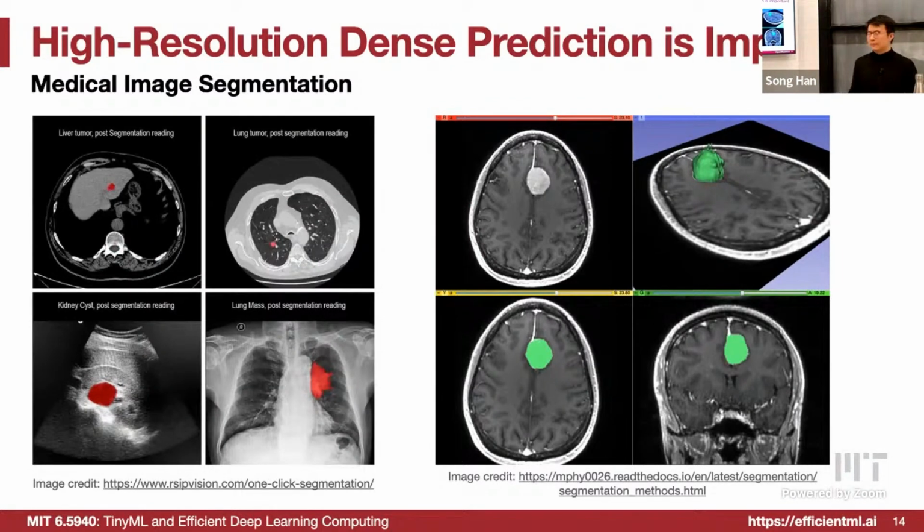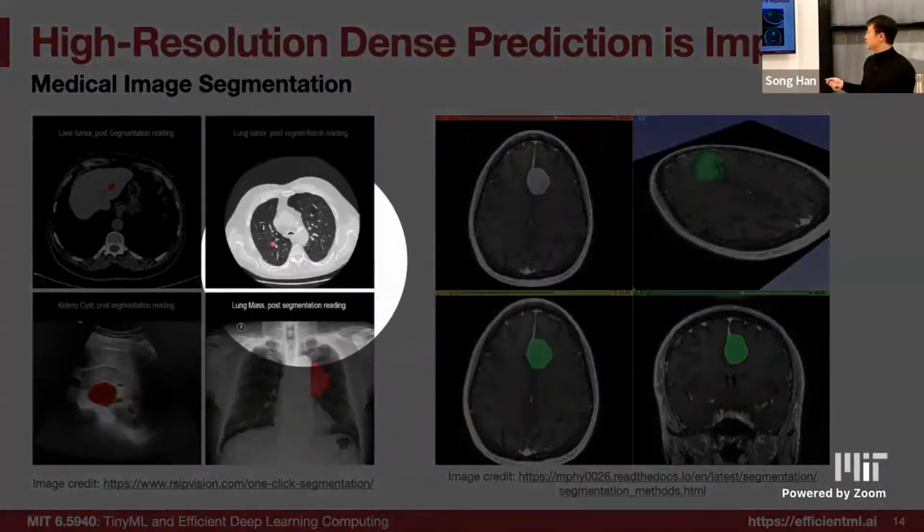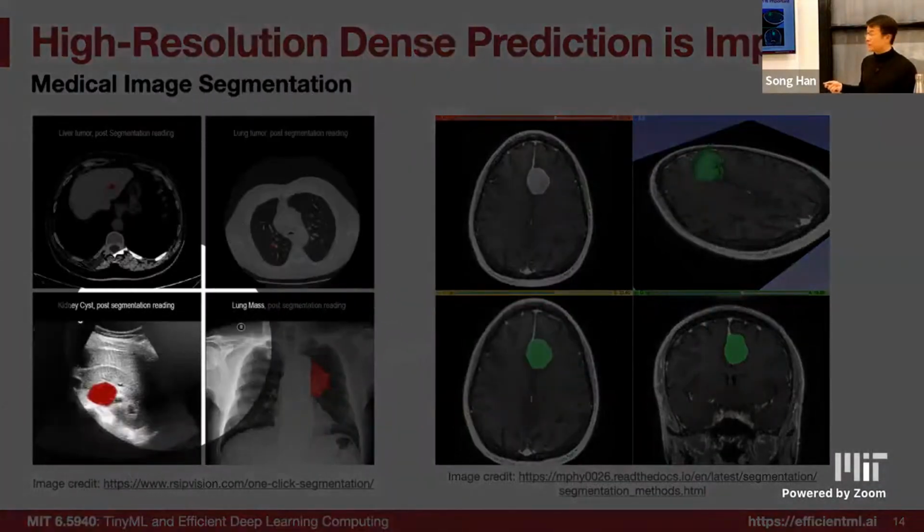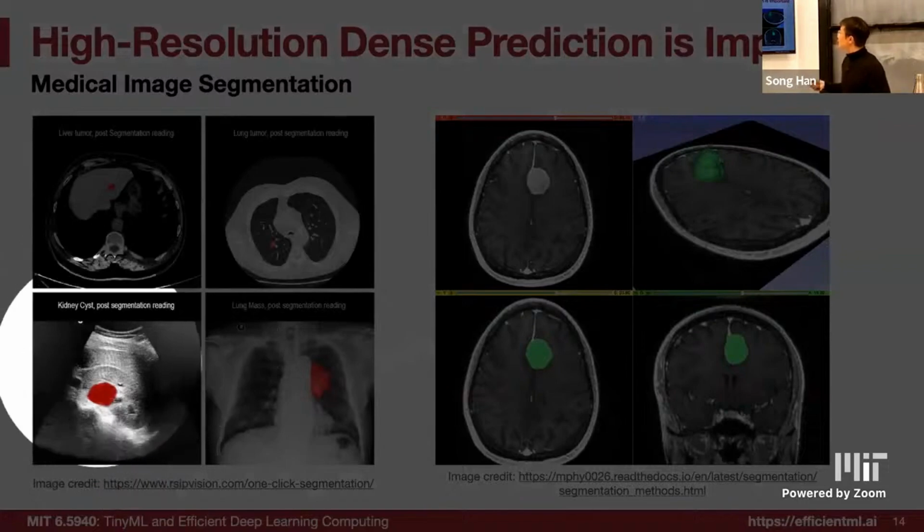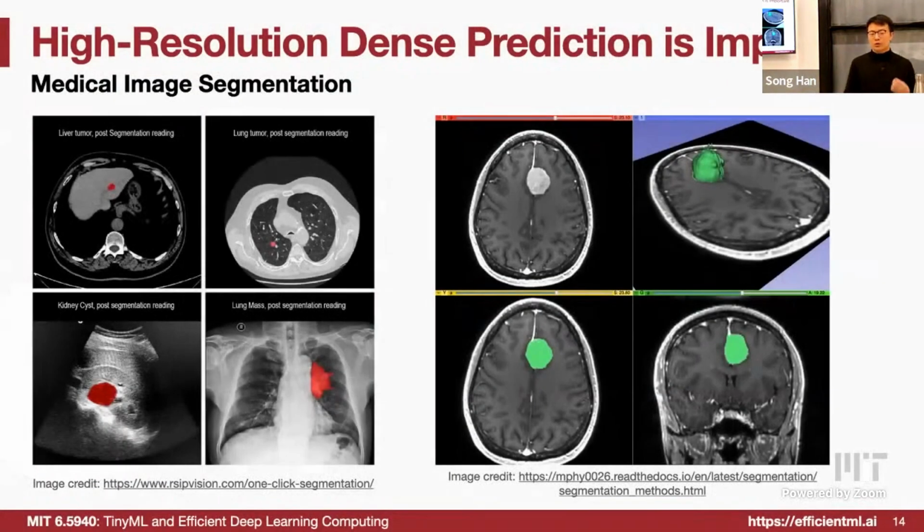For example, in medical image segmentation, we need to have those fine-grained details. For example, this is diagnosing a kidney cyst. We need very fine-grained resolution.